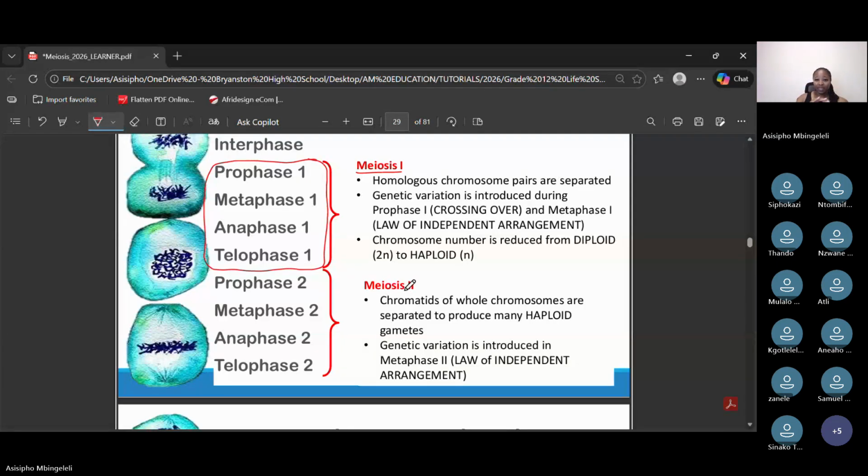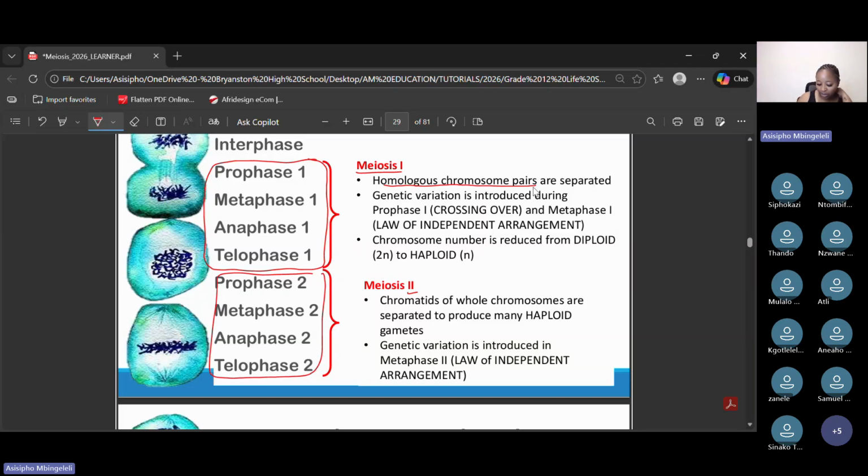Oops, sorry. And then in meiosis 2, we are having these phases: prophase 2, metaphase 2, anaphase 2, telophase 2. It's PMET, PMET. Now, what are we going to have here? In meiosis 1, we have homologous chromosome pairs that are going to be separated. So we will have the 23 pairs of chromosomes that we are going to separate. At the end of meiosis 1, we are not going to have pairs.